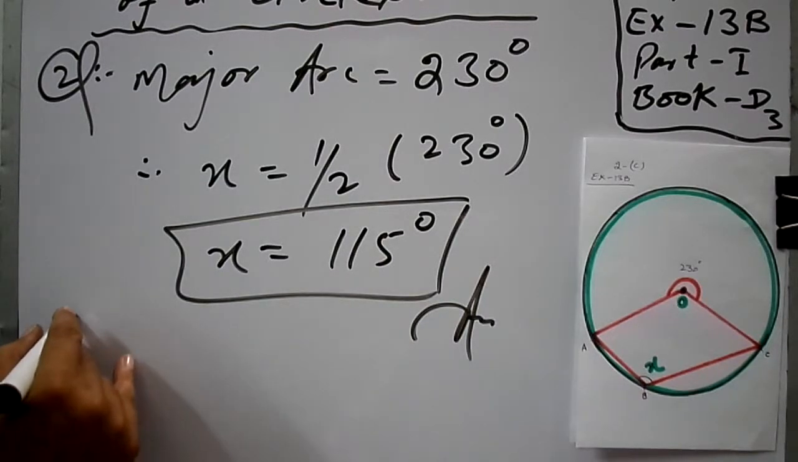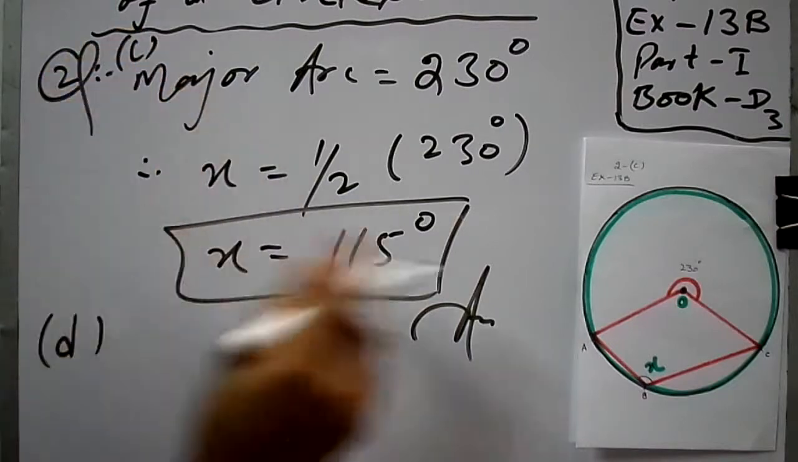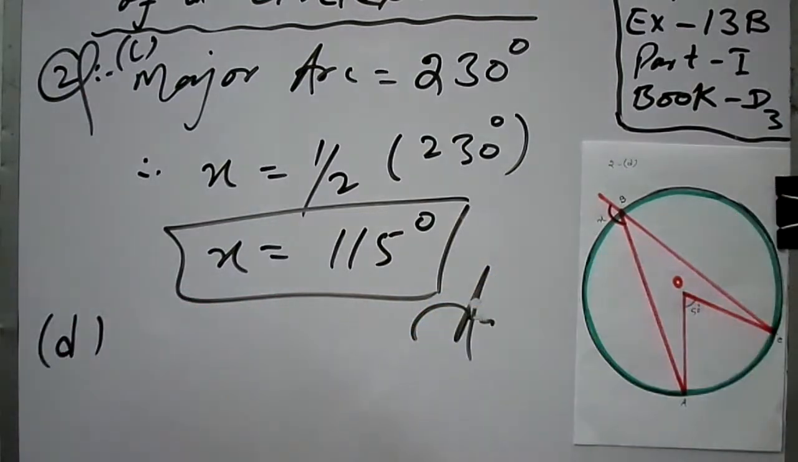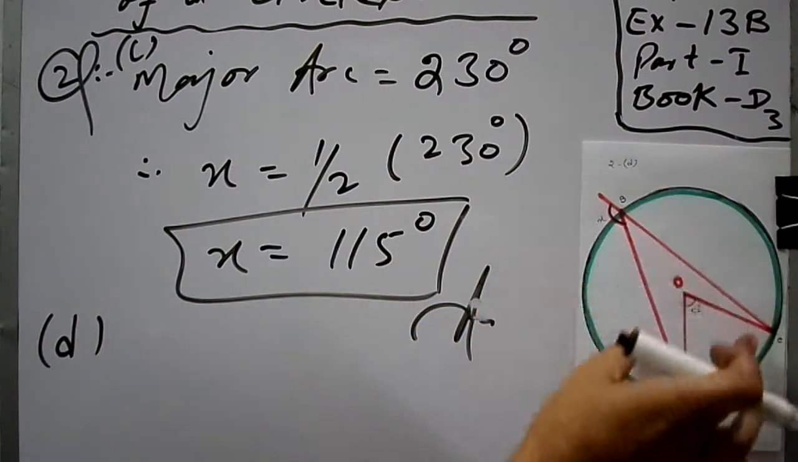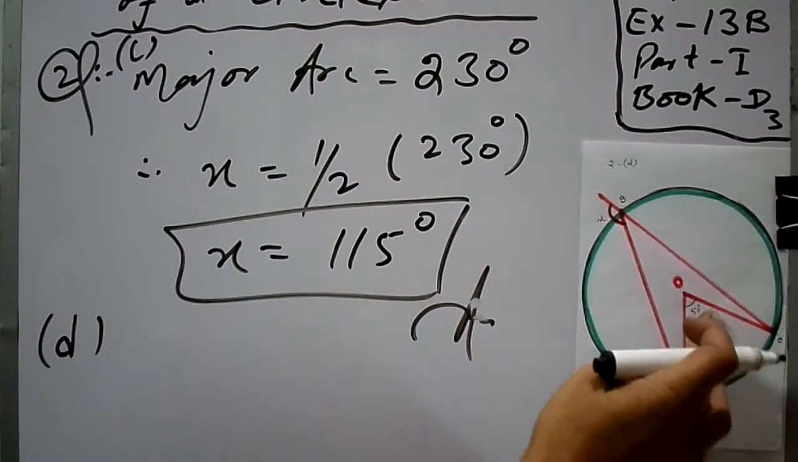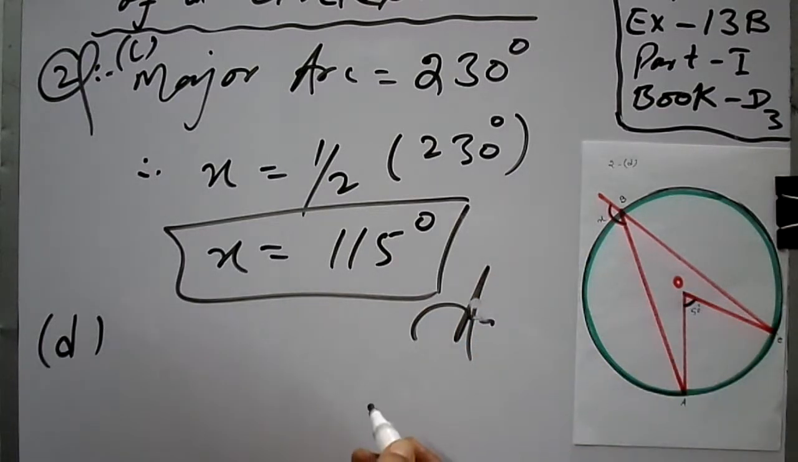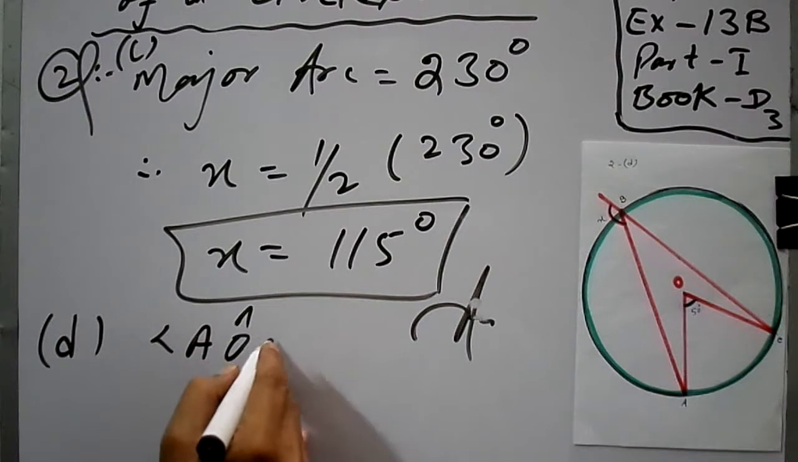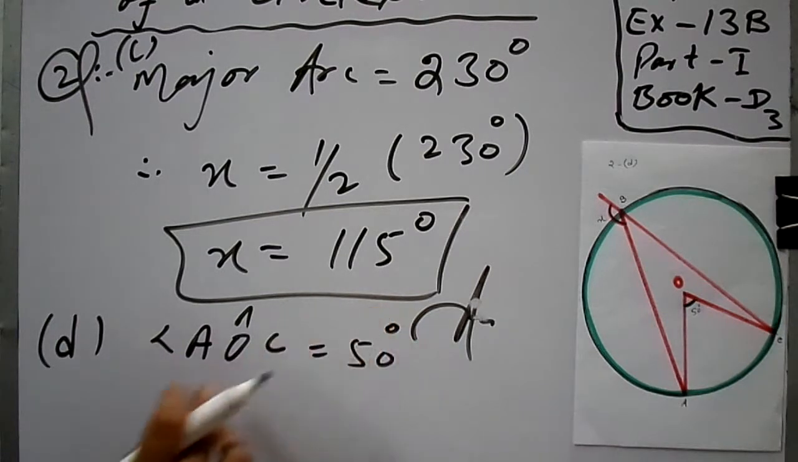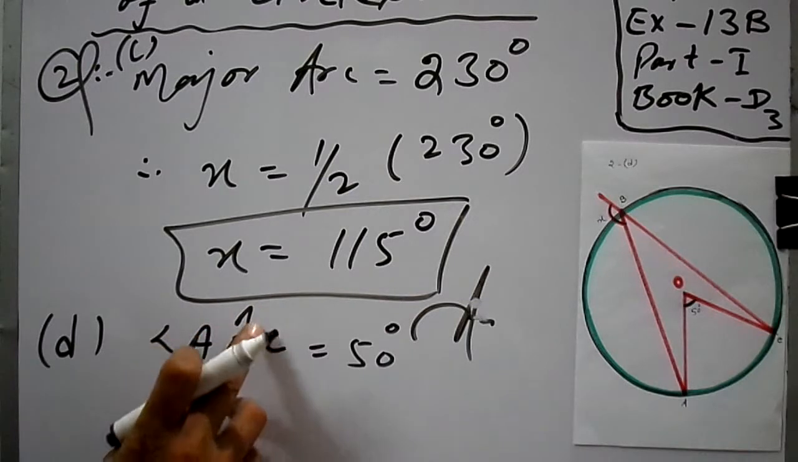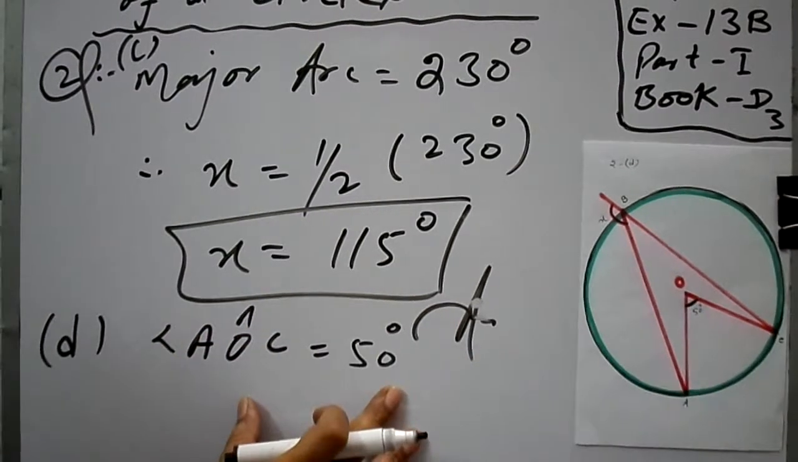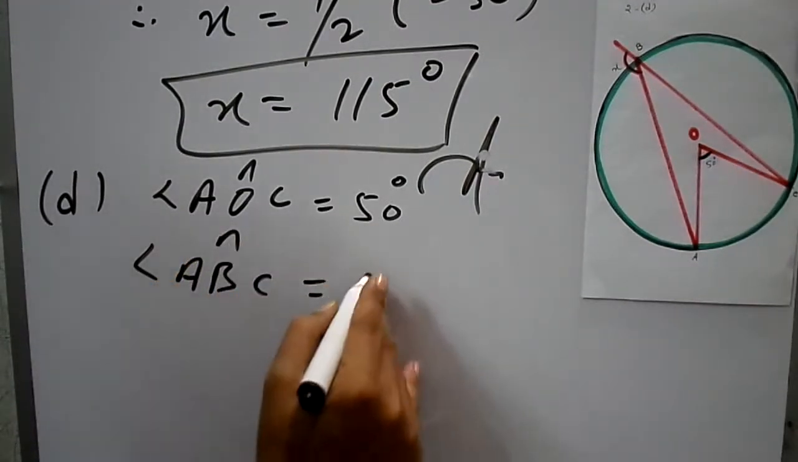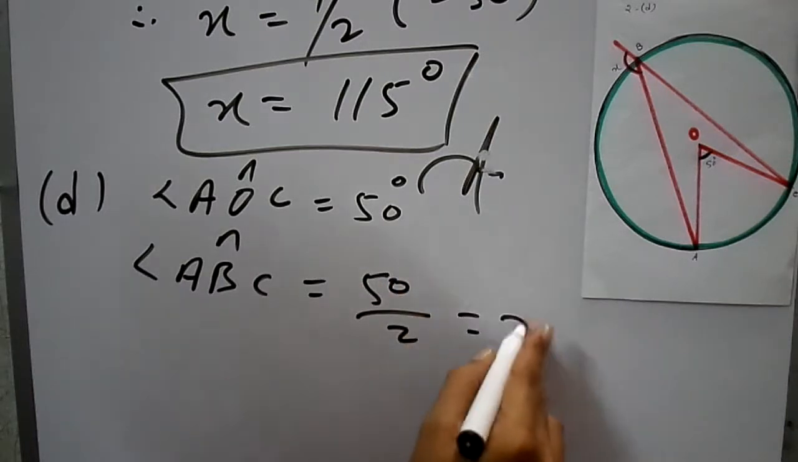Similarly, that is your C part. Now coming to the D part, you can see once again another diagram in which geometrical properties of a circle are being discussed. Here you have to find the value of x. Here angle OAC is equal to 50 degree. So the angle ABC is equal to 50 divided by 2. You will get 25 degree.